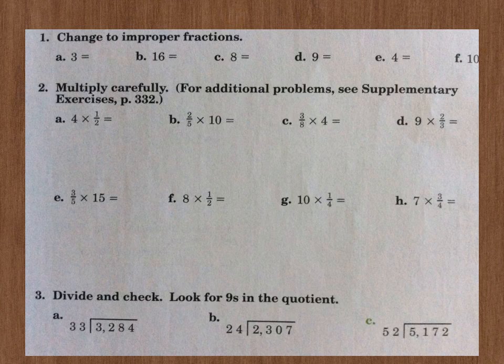Okay, let's go ahead and get started. Number one, it's telling us to change to improper fractions. In order to change a whole number into an improper fraction, all you're going to need to do is put a 1 underneath it. So we take the 3 and we put it as a numerator, and we put a 1 underneath it as a denominator, and 3 over 1 is our answer.